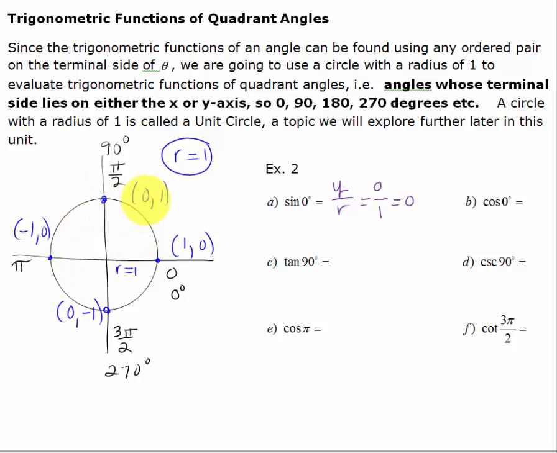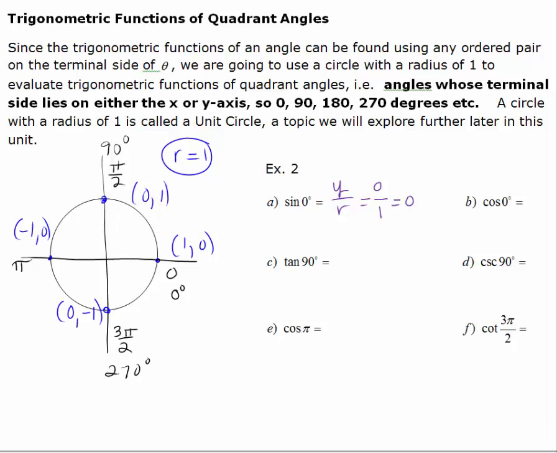Now, just to stress the fact that it really doesn't matter how big or small the circle is, if I drew a circle, say with the radius a half, the ordered pair on the terminal side would then be (1/2, 0). But the y over r would still come out to be 0, because y would be 0 and r would be a half, and I would still get 0. So I just want to stress the fact that it doesn't matter how big or small the circle is, the trig functions are going to remain the same.